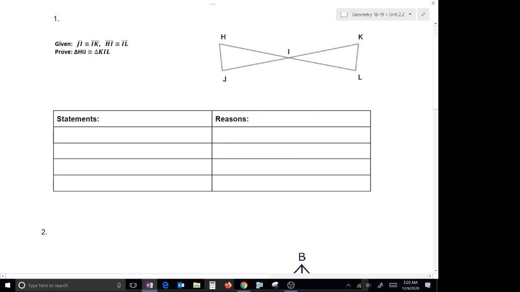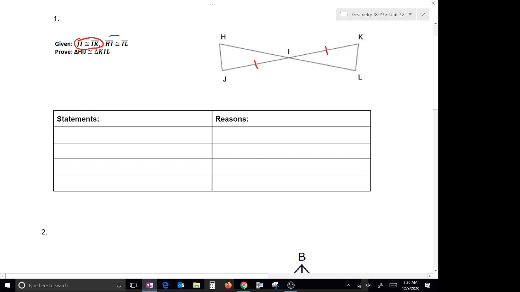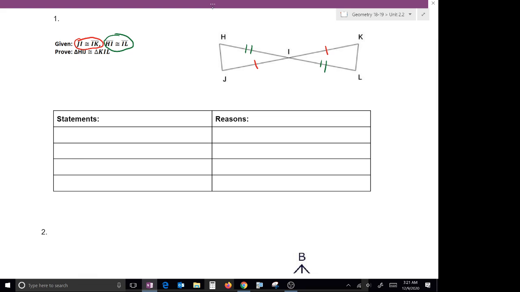Now, when we're doing this, the first thing I want to do is mark anything that is given to us. The first thing that they gave us is JI and IK are congruent. So that's this thing right here. I'm going to go ahead and mark that with a single tick mark. My second given is this HI and IL. And I'm going to use 2 tick marks because we've already used a single tick mark. And then that's it. I've used all my givens.